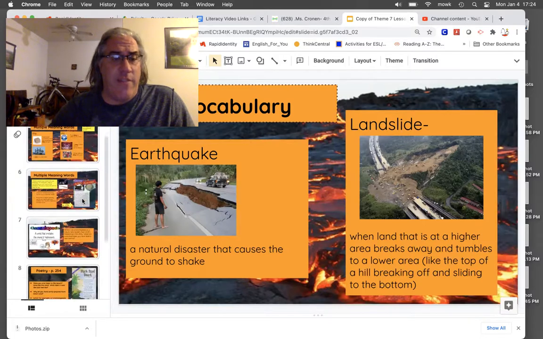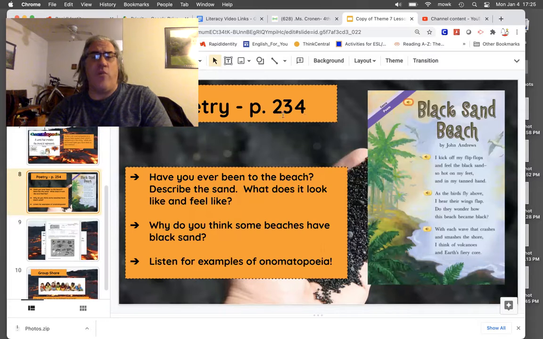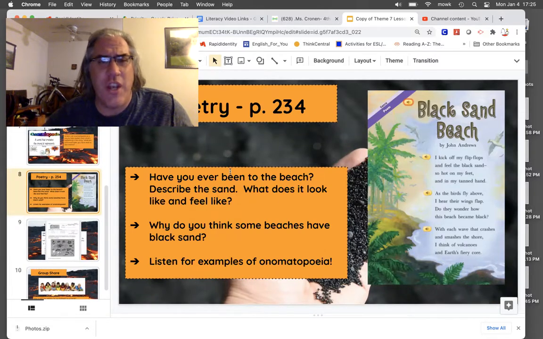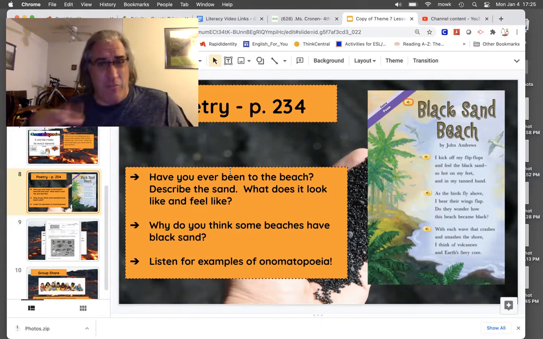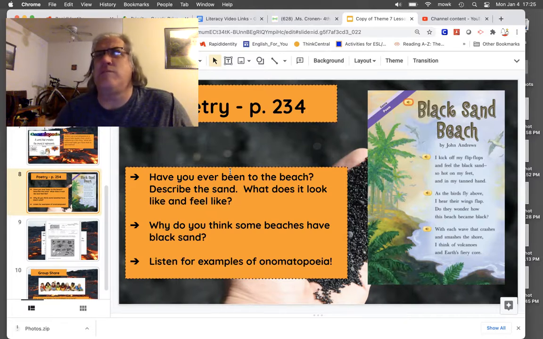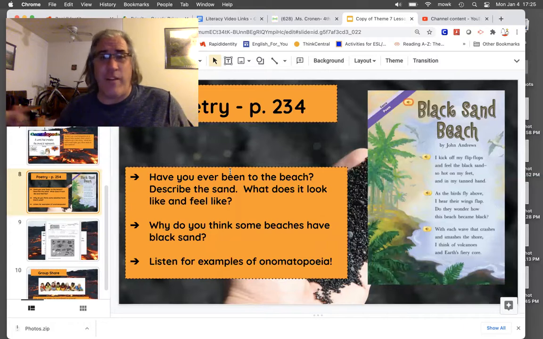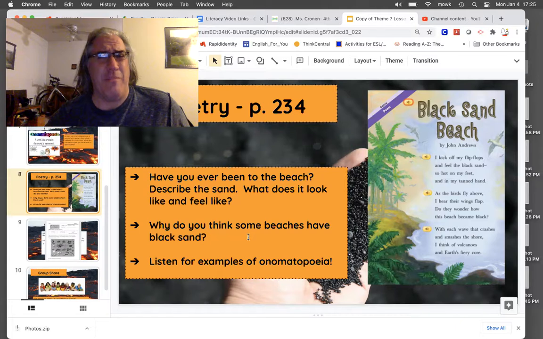And then I'd like everybody, go ahead and open your books to page 234. And we're going to read a story called Black Sand Beach. Have you ever been to the beach? What color is the sand usually? A lot of times the beaches around here are sort of a tan or even a little bit of a brown color. I was at a beach in, was that Acapulco? I can't remember where in Mexico, where the sand was white and clear. It was like crystal.